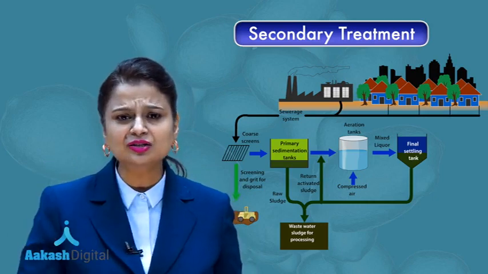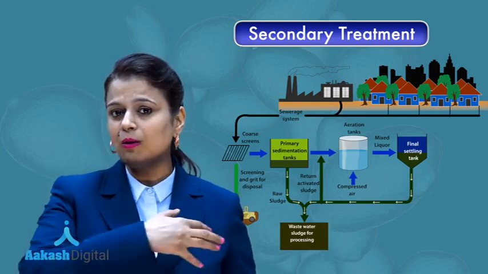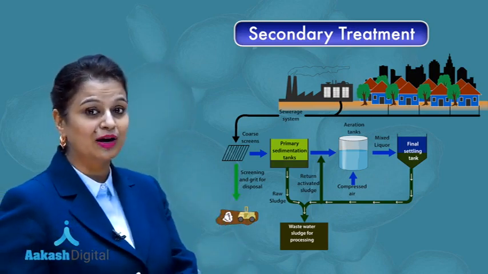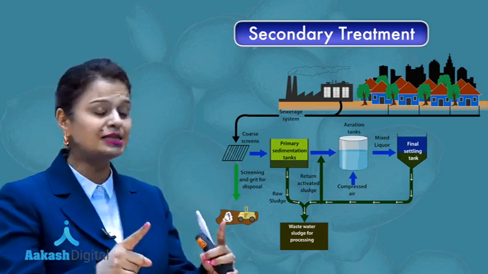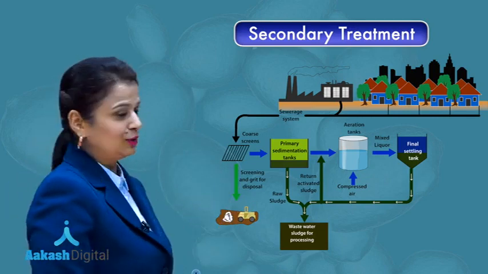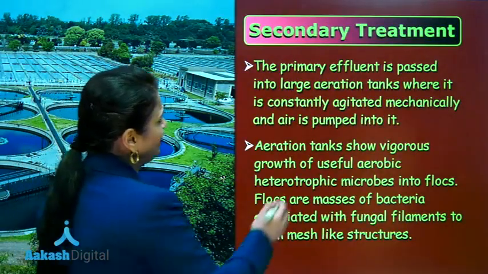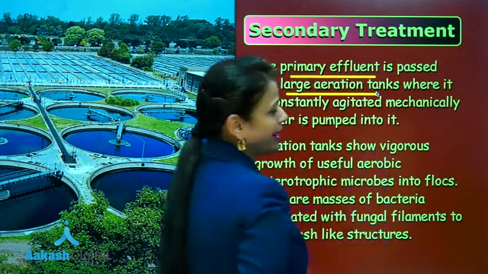They will digest sludge and change it into biogas. But all this process is anaerobic, and what we have studied so far in the aeration tank is aerobic, right? So we can see what we have studied so far. Now we have studied that primary effluent is passed into large aeration tanks.